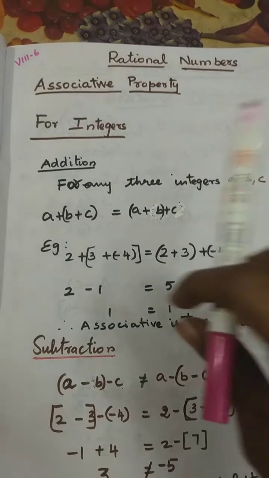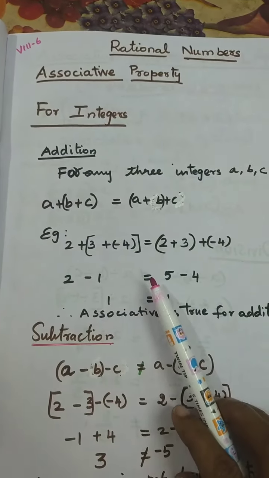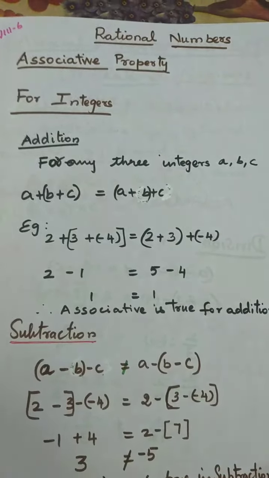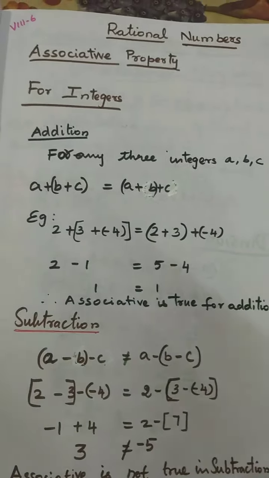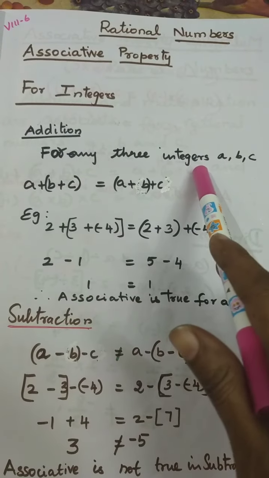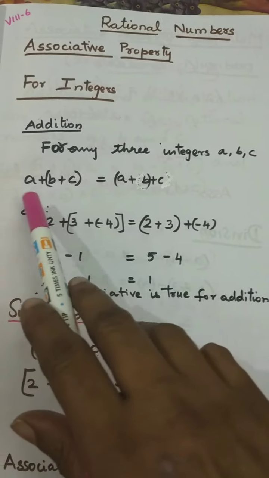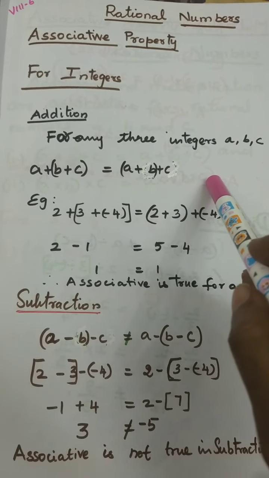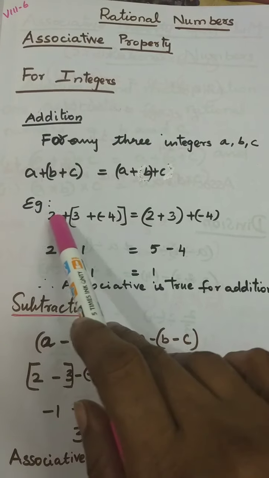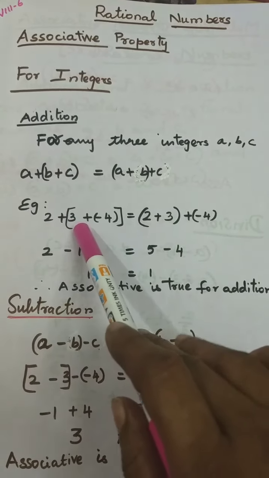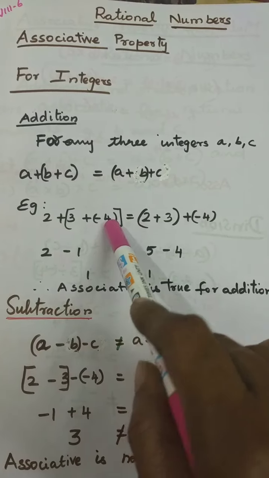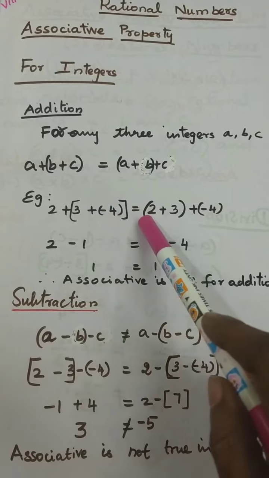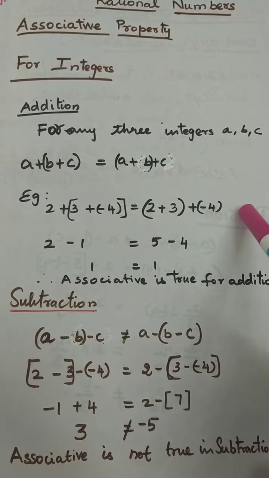Today's class, we are going to see the associative property for integers first, after that we will see rational numbers. For integers, addition: for any three integers a, b, c, (a + b) + c is equal to a + (b + c). Example: if you take a = 2, b = 3 and c = -4, you substitute in this: (2 + 3) + (-4) and 2 + (3 + -4).